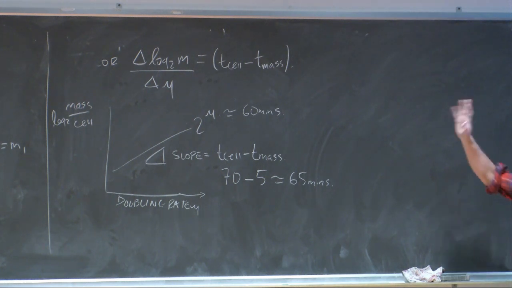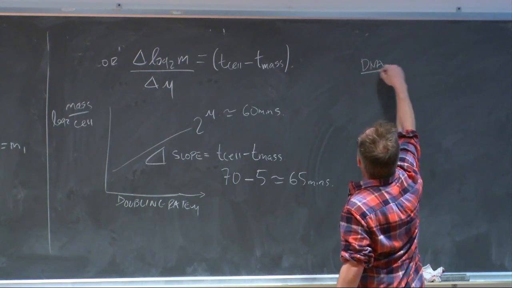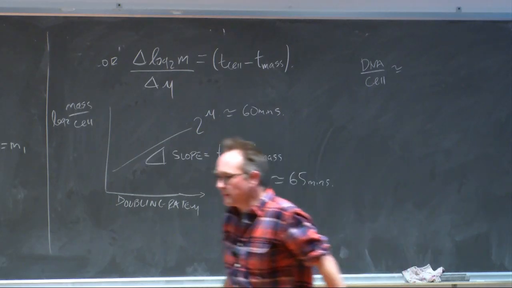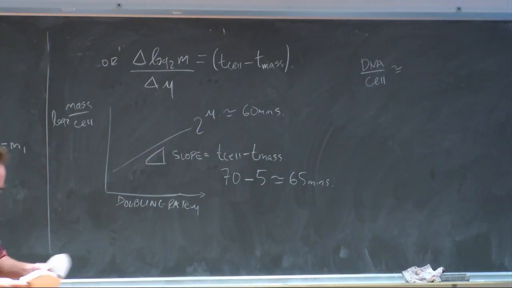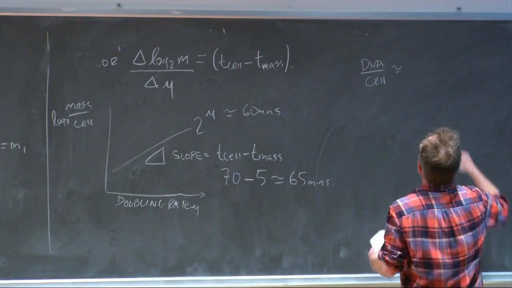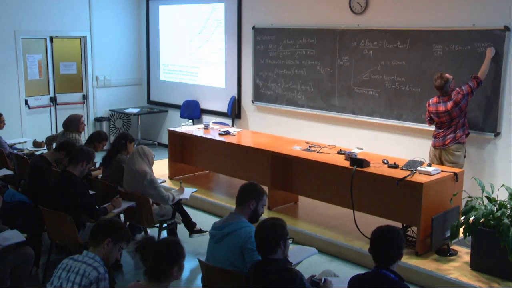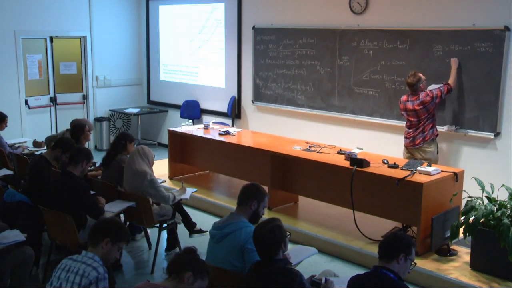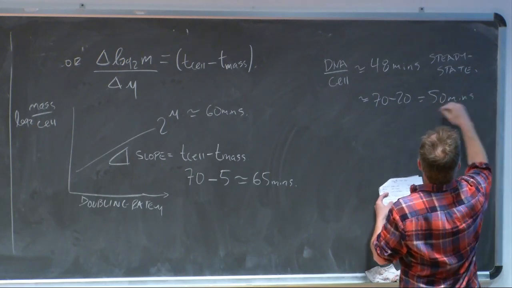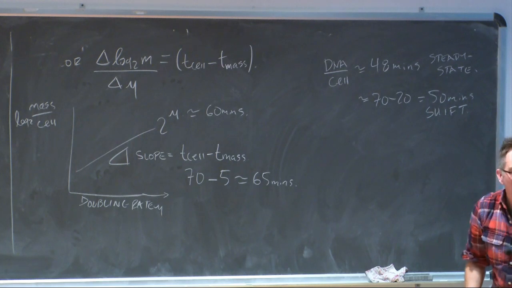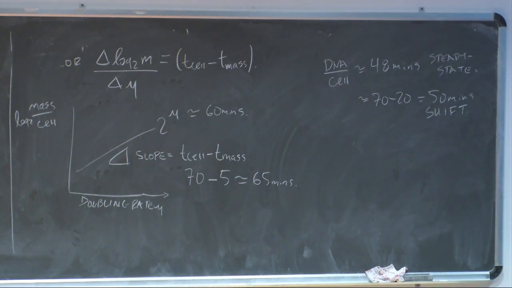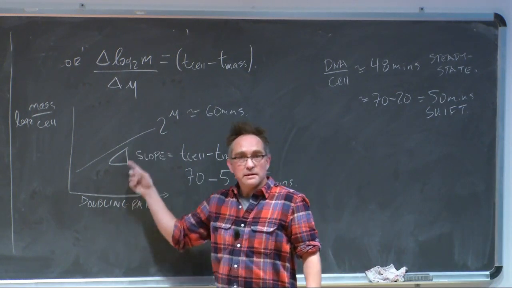Now, if you look at the DNA per cell, you do the same calculation. It has a slope of about 48 minutes, I think, from the steady state. And it's about, well, we can calculate it, 70 minus 20, which is 50 minutes from the shift. So it's an extraordinary level of agreement. It's like within 5 to 10%. And again, it's a self-consistency check. And in retrospect now, it doesn't seem miraculous that the timings are always the same, because you end up with this straight line relationship for all doubling rates, more or less. It's extraordinary, really.